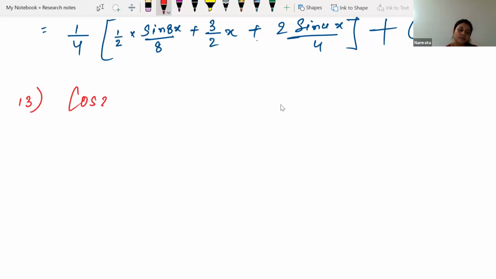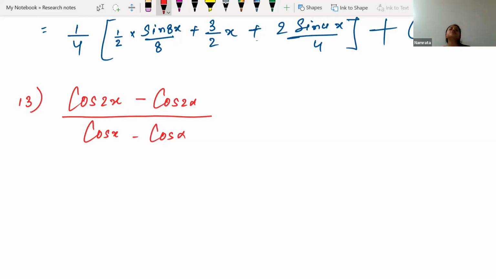Okay, so number 13 is cos 2x minus cos 2 alpha, divided by cos x minus cos alpha. Again, at first we will try to simplify it. Once we are done with the simplification, if every term looks easily integrable with whatever integration formula you have memorized, then only will we go ahead and integrate. But before that, we need to simplify by using the trigonometric identities and formulas.